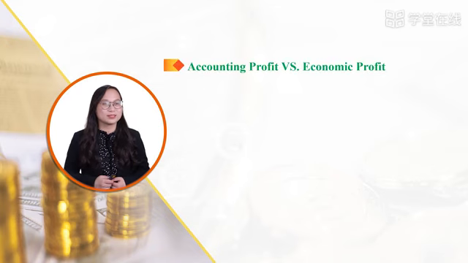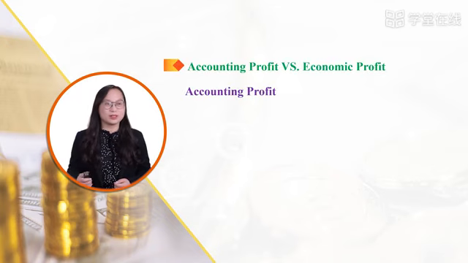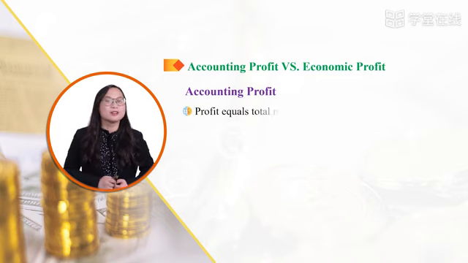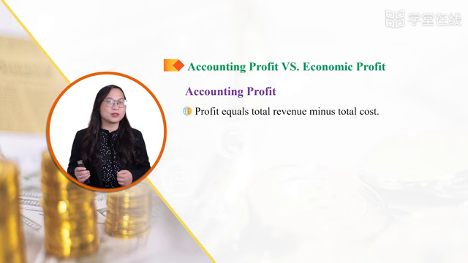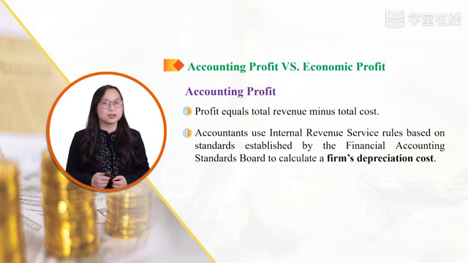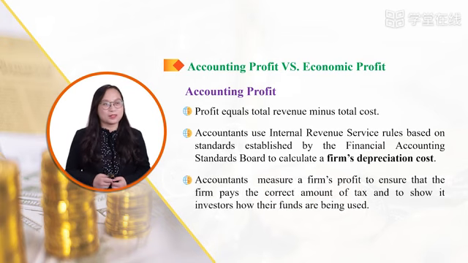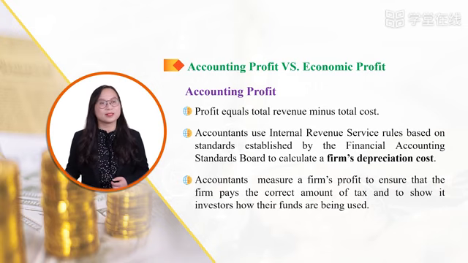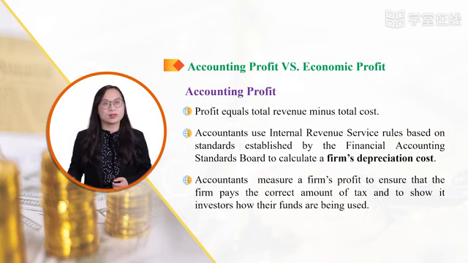So, what is a profit? Let's compare accounting profits and economic profits. First, accounting profits equal total revenue minus total cost. About the cost here, accountants use Internal Revenue Service rules based on the standards established by the Financial Accounting Standards Board to calculate a firm's depreciation cost. Accountants measure a firm's profit to ensure that the firm pays the correct amount of tax and to show its investors how their funds are being used.